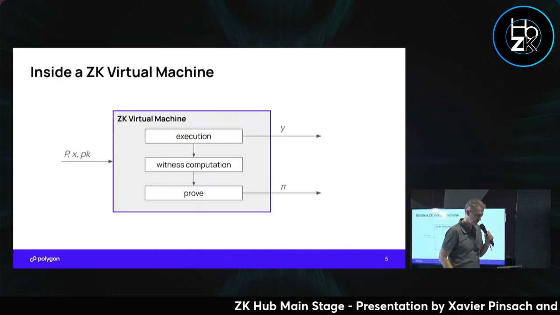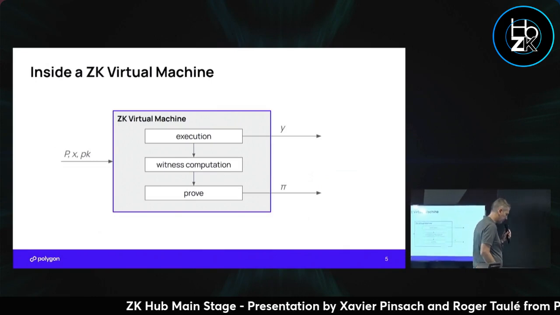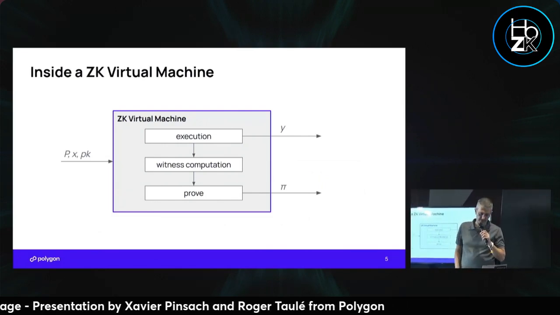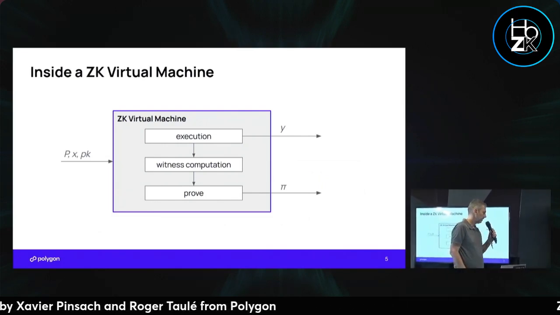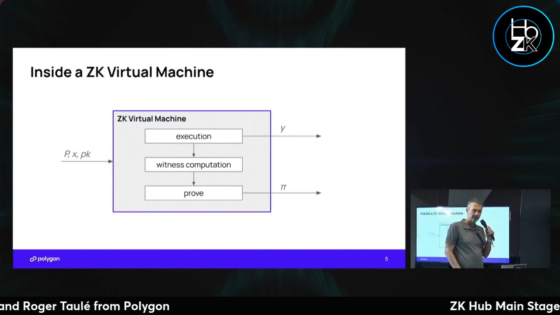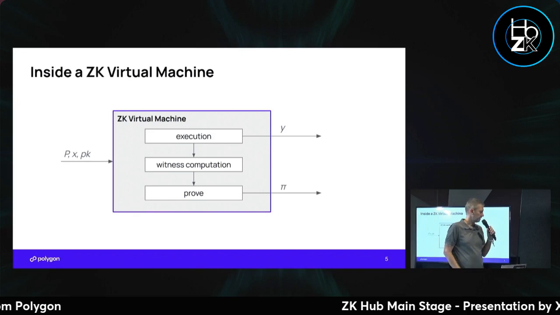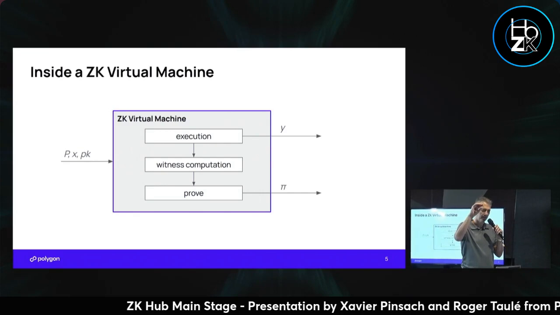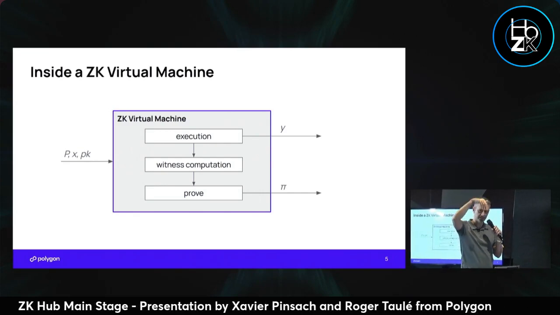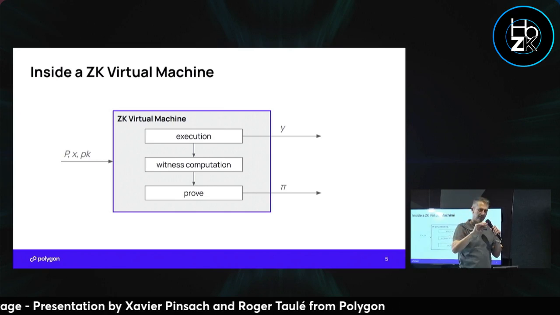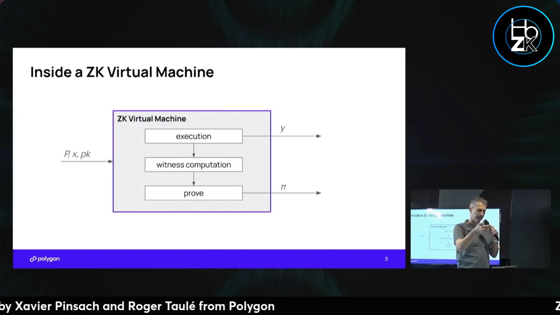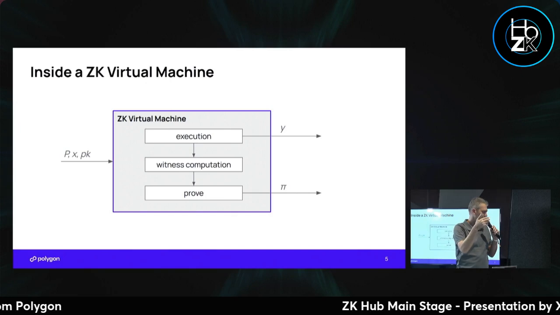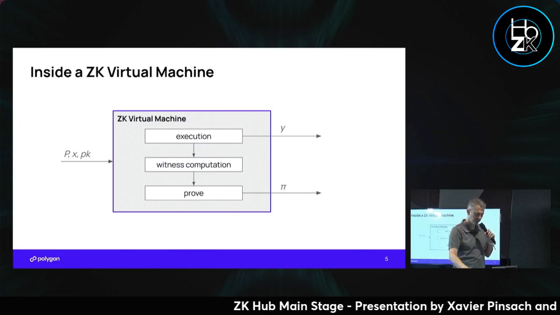Okay? That's the basic concept. If we dive into the ZK virtual machine, we see that we have 3 stages, 3 phases. The first one is the execution that gives us the result itself. Then we have a witness computation that, from the execution, generates some inputs. Those inputs generate some traces that define the witness. And then, with the witness generated, we can prove it and generate a proof, okay?